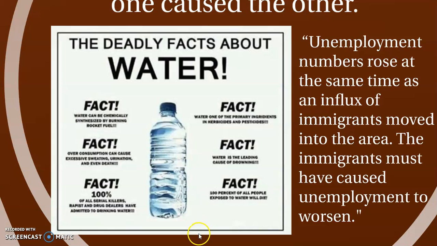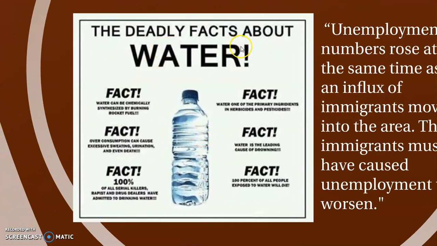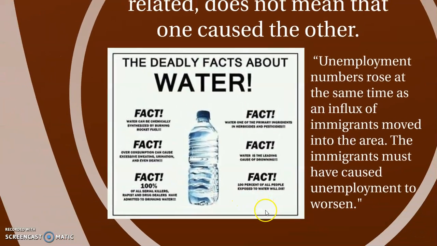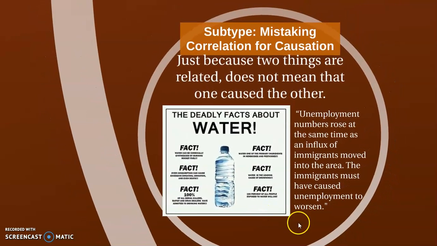The example here is saying the deadly facts about water, right? 100% of all serial killers, rapists, and drug dealers have admitted to drinking water. Water is one of the leading causes of drowning, and 100% of all people exposed to water will die. So just because it's true that 100% of all people exposed to water will die, that does not mean that water is the cause of that. So this is a related fallacy to the post hoc fallacy that we just talked about.